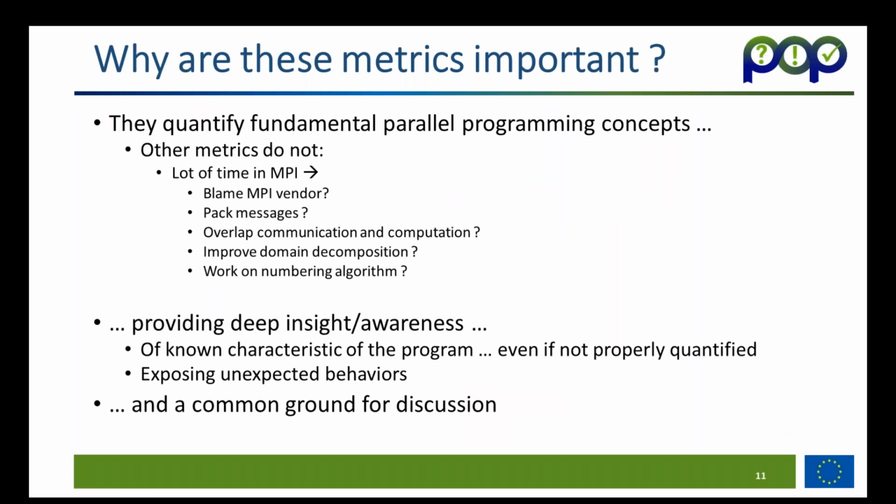Before entering into the detailed discussion of how to compute them, let me comment on why these metrics are important. I think it's extremely important that they represent fundamental programming concepts: load balance, serialization, and transfers. What if your profiler would tell you, I have a lot of time in this MPI collective? Would that be a reason to go and blame your vendor and tell him you have to give me a better MPI implementation? Or should I enter into a long refactoring activity to pack messages?